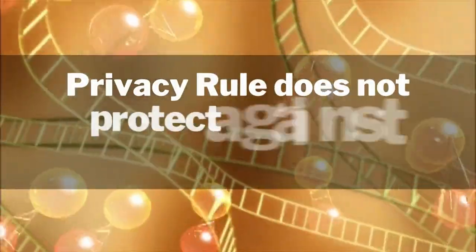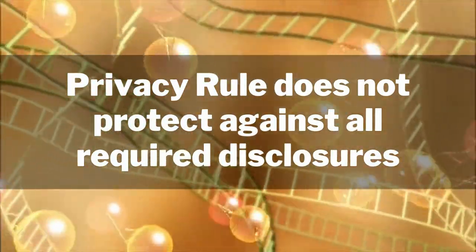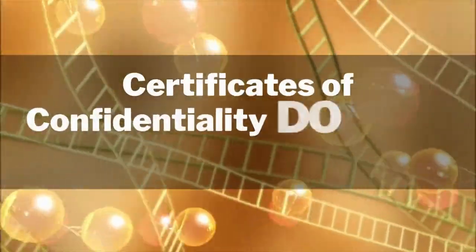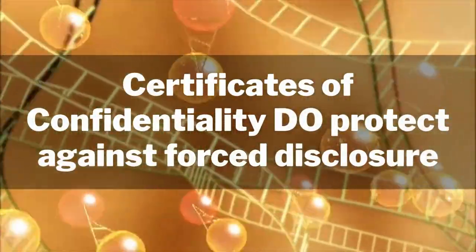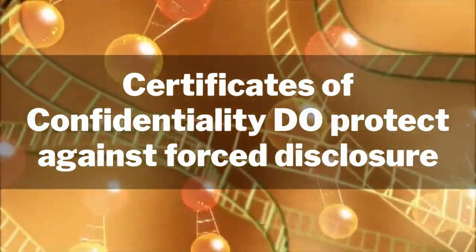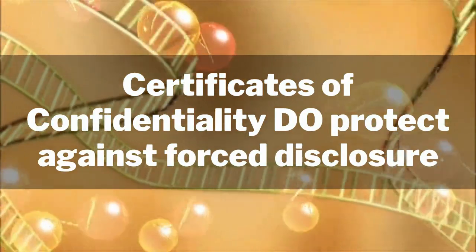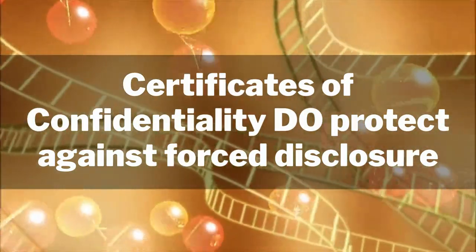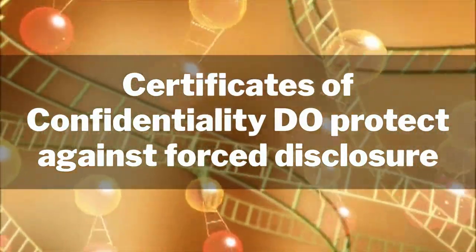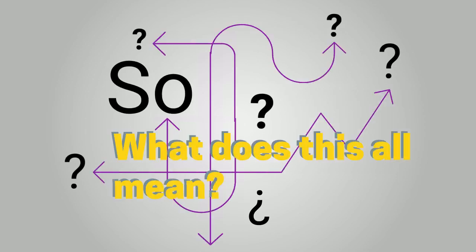For example, the privacy rule does not protect against all forced disclosure since it permits disclosures required by law. On the other hand, certificates of confidentiality are legal protections that do protect against forced disclosure by giving their holders a legal basis for refusing to disclose information. Absent the certificate of confidentiality, researchers would be obligated to disclose this information. So what does this all mean?